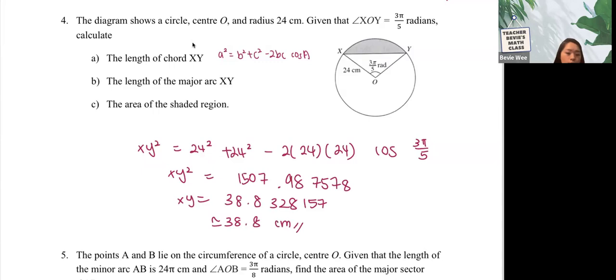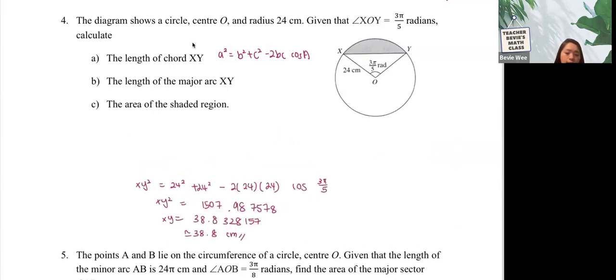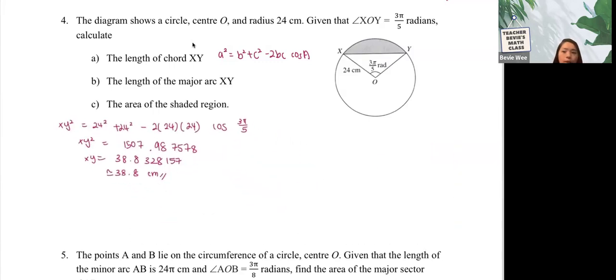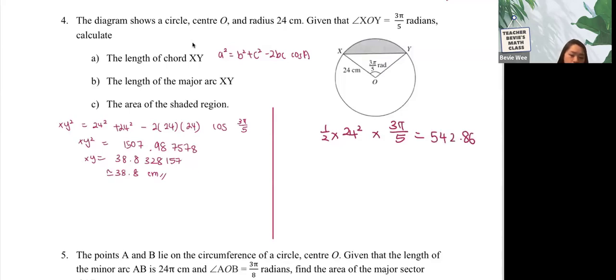And now I want the area of the shaded region. Same concept again, right or not? Half AB sine C for area of triangle, and then area of sector. So area of sector is even easier. It's just your half R square theta. This is your area of sector already. Half R square theta gives me 542.8672. This is your area of sector.